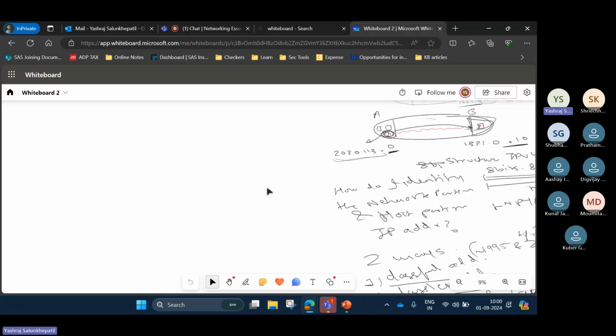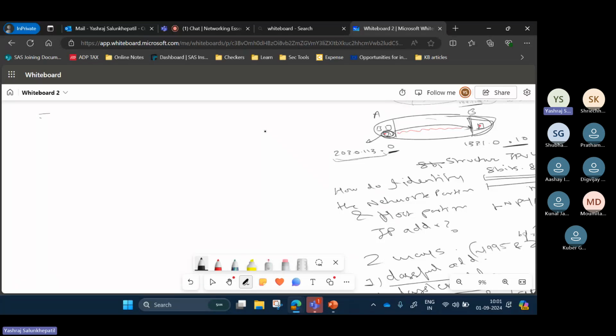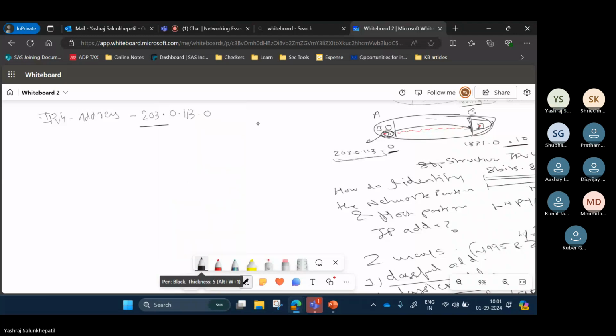A quick recap of yesterday. So we were going through IPv4. What are IPv4 addresses? For example, we are taking 203.0.113.0. So this is our IP address.